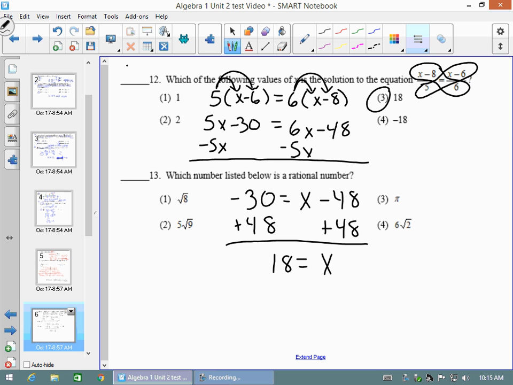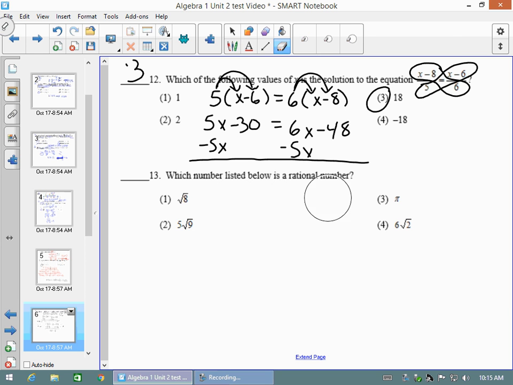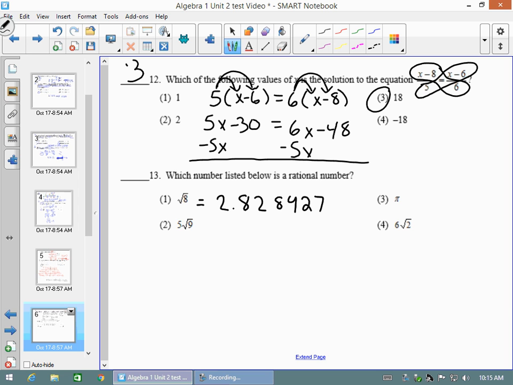All right, our next question is they asked which number listed below is a rational number. So if we think about it, rational numbers are numbers that are terminating. So we don't want these repeating decimals. Those actually are going to be our irrational numbers. So we could actually type these into your calculator. If you type in the square root of 8, you would get a value of 2.828427, and so on. Since this is a non-terminating, non-repeating decimal, this is irrational. So that's not going to be our choice.